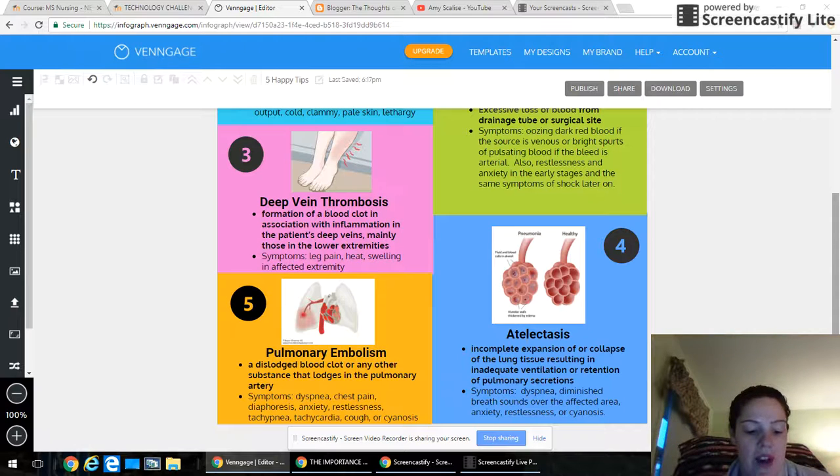Now that you know these 5 complications, you will have a better understanding of your nursing assessment and management following surgery. Your nursing care can be aimed toward preventing or minimizing any of these complications. This concludes your introduction to care of the postoperative surgical patient.